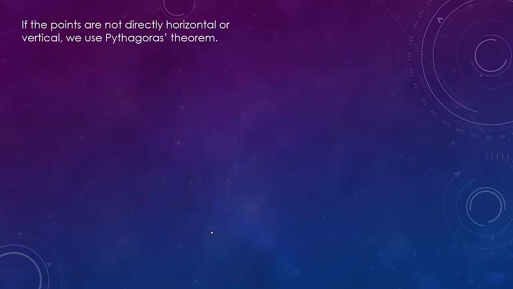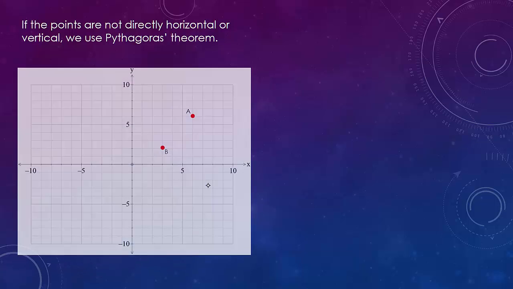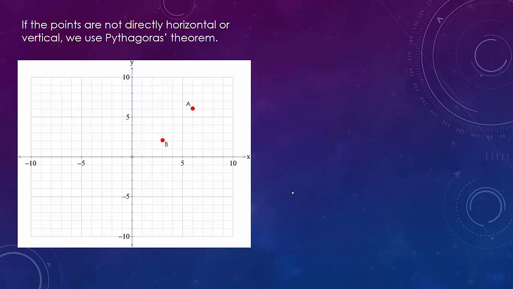If the points are not directly horizontal or vertical, we use Pythagoras' theorem. So I've got points A and B on this graph here, and we want the distance between them. If we form a right-angled triangle by going 3 across and then 4 up, and the distance we want to find is D, we can use Pythagoras' theorem.